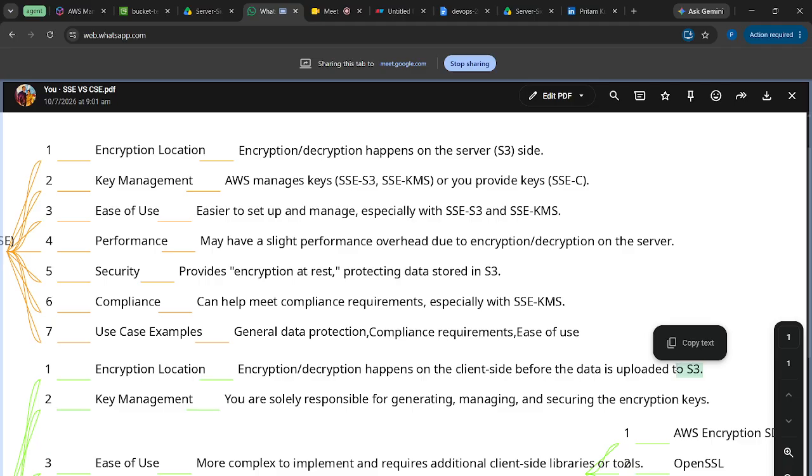Who is the client here now? That means who is trying to upload the data. Before getting uploaded to S3, both of the processes will happen. Who will be managing the key here? You are solely responsible for generating, managing, and securing the encryption keys. That means creating, uploading, updating, upgrading the key, and making the key securely available. Everything is owned by and is the responsibility of your own organization.